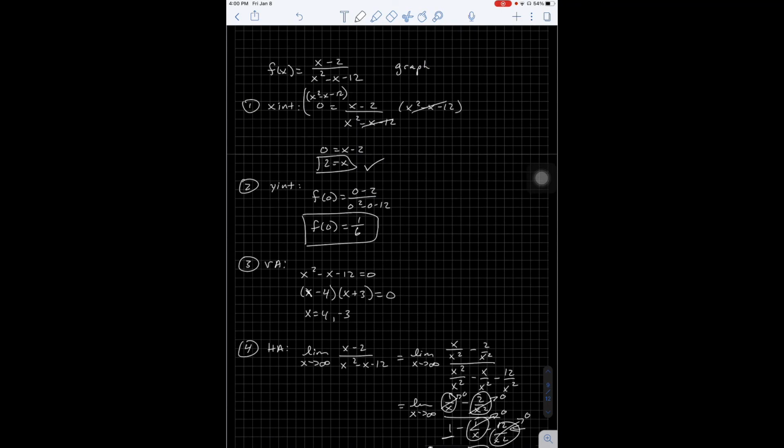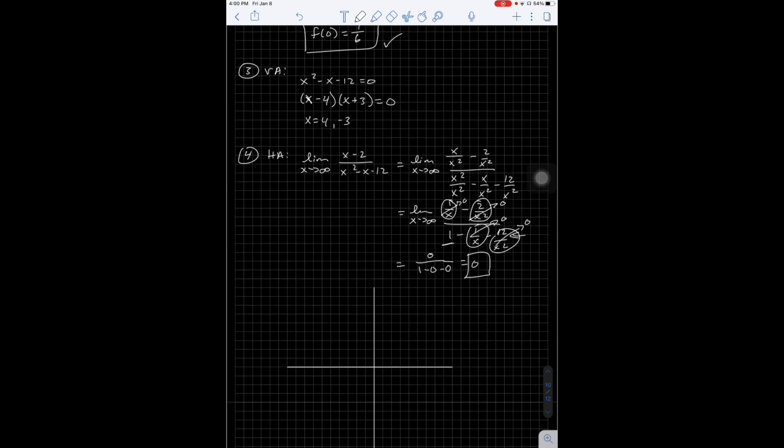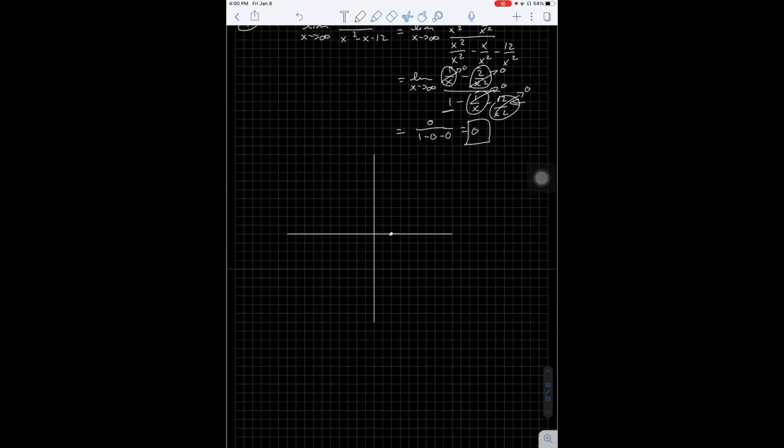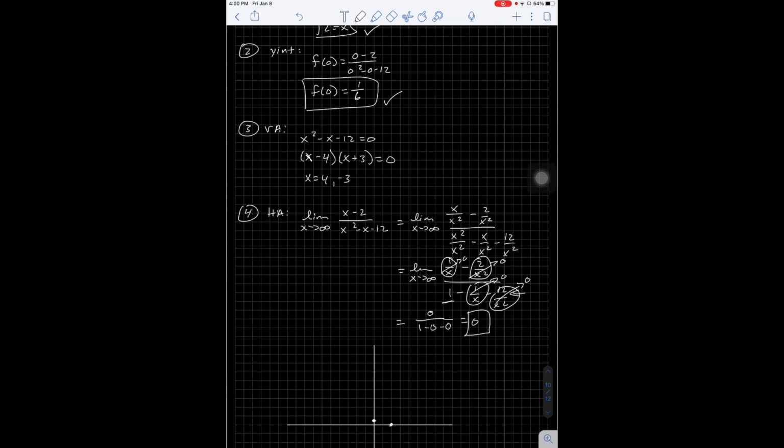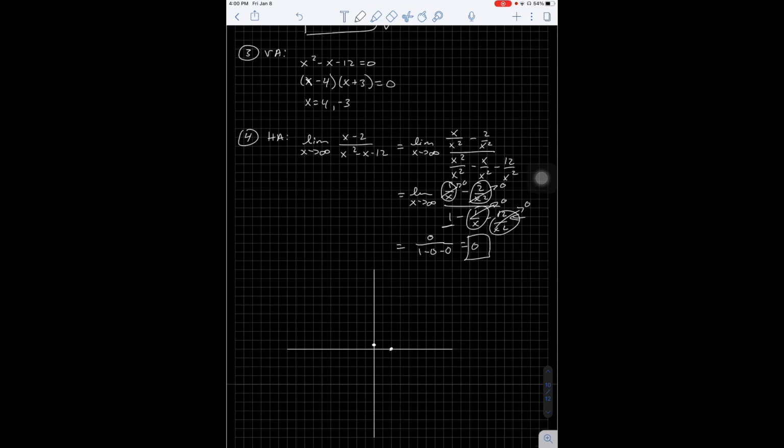We've got an x-intercept of 2 and a y-intercept of 1/6. So right about like that. I've got a vertical asymptote at 4 and -3. And I've got a horizontal asymptote at 0. Now, some of you guys might be concerned. You might have noticed this situation.